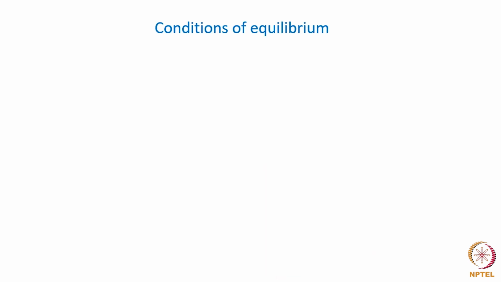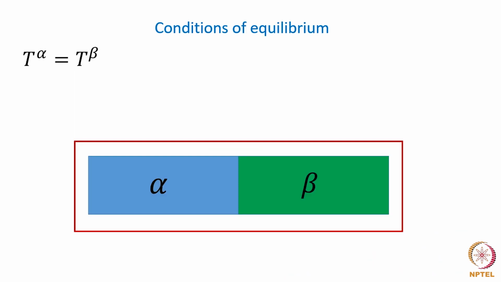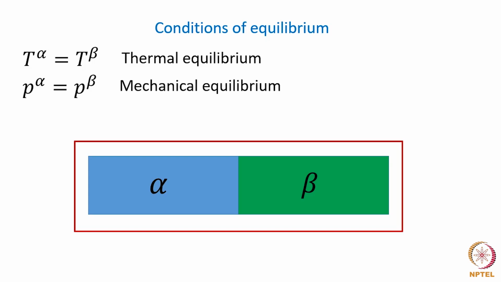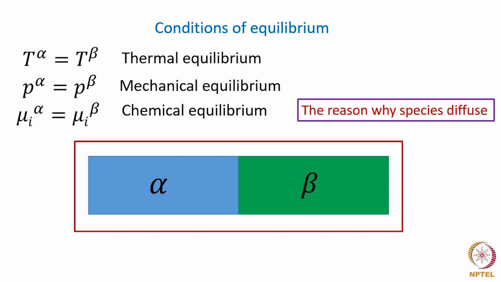So the conditions of equilibrium for alpha and beta to coexist are temperature being equal, that is thermal equilibrium, pressure being equal, that is basically mechanical equilibrium, and chemical potentials being equal, that basically is chemical equilibrium. And here is where we come to the context of mass transfer. We are saying that the reason why species diffuse at all is because there is a disturbance in the chemical equilibrium, and in order to reach chemical equilibrium the species have to move around, and that's why mass transfer is taking place. That is how we are motivating the reason why mass transfer, or diffusion, has to take place at all.